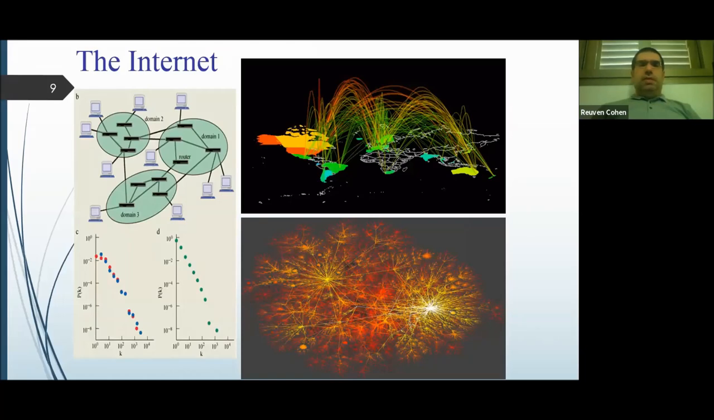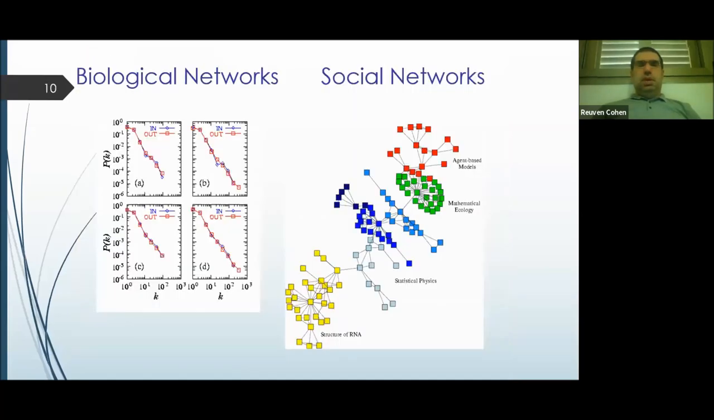Another network that behaves like that is the internet. The internet has many hubs in which there are just a few, there are many connections, and most local networks and the user computers on the internet have just a few or even one neighbors. And similarly for biological networks and social networks and so on.